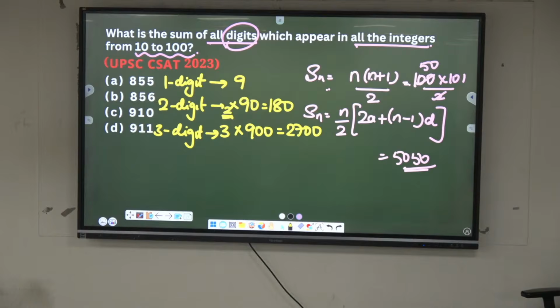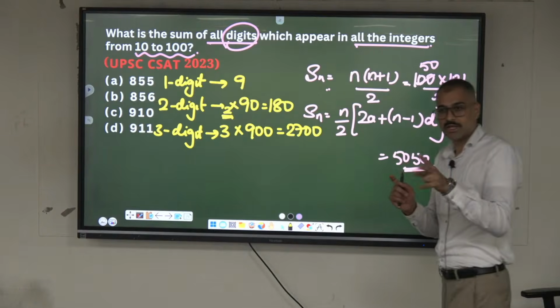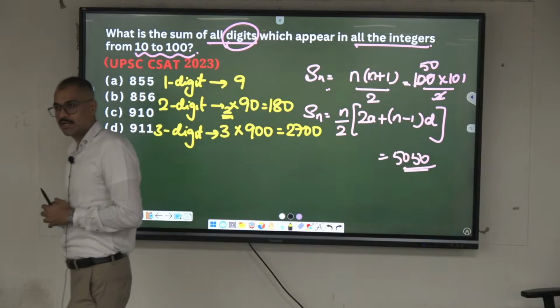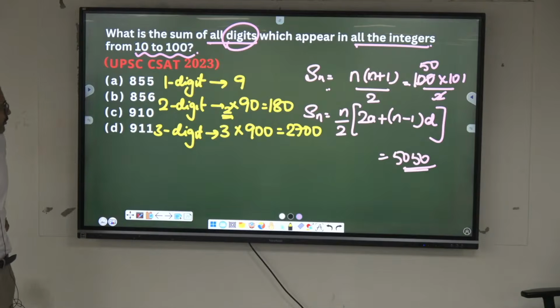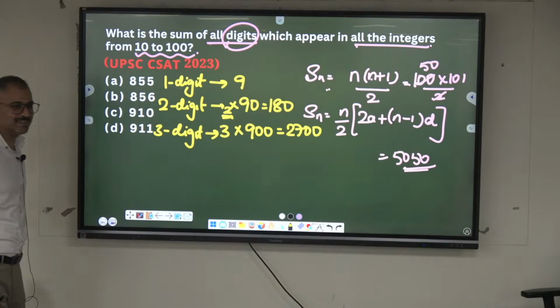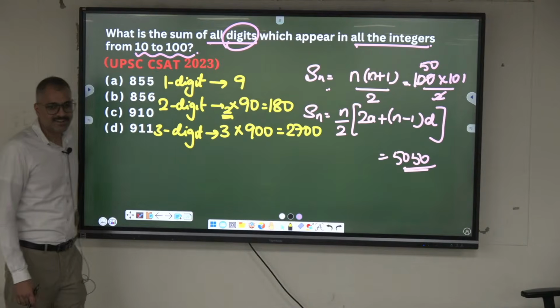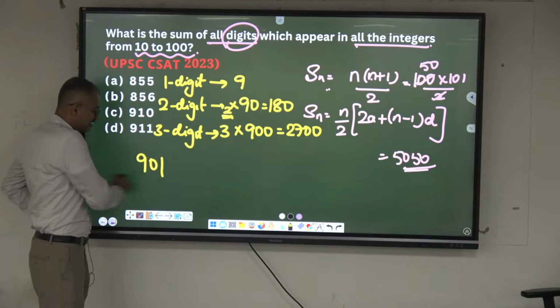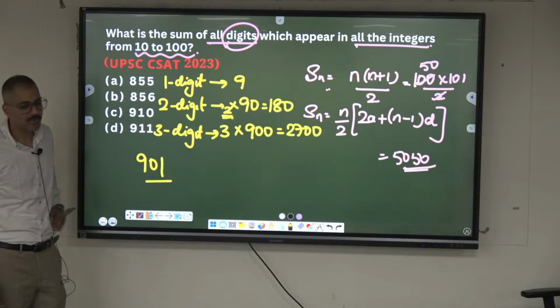Sum of all the digits means in this 10, I have to add 1 and 0. In 11, 1 plus 1. In 12, 1 plus 2. Likewise, if I keep on adding till 100, what is the sum I am going to get? Sum of all the digits of the first 100 natural numbers is 901. Remember this. Or else, add here.